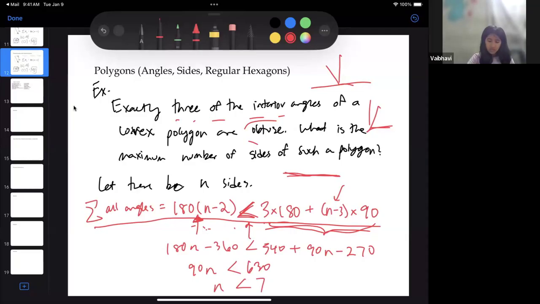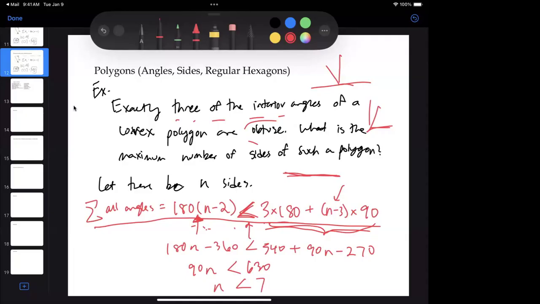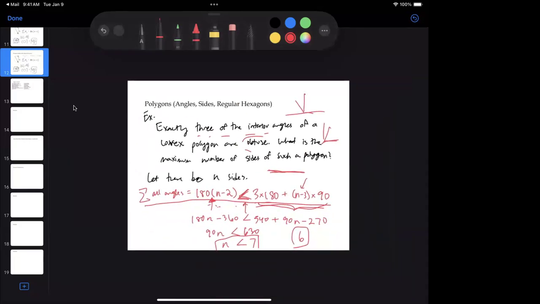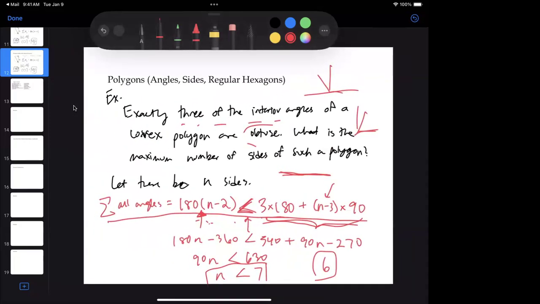I think it's n is less than 7. Yep, you are correct. So that means the maximum number of sides is 6, right? All right, any questions?